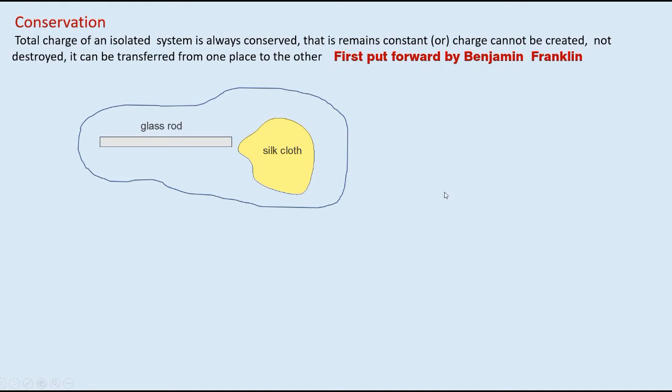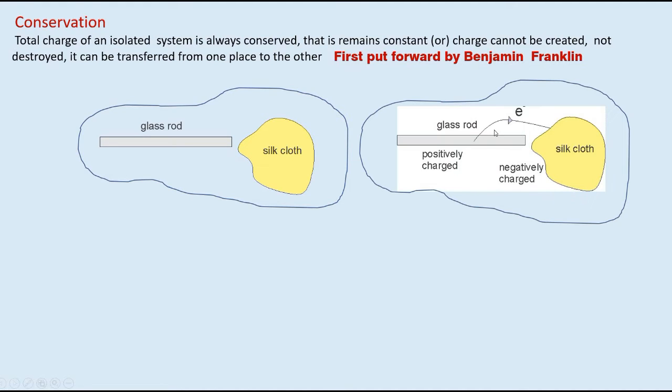Okay, now what will happen here? The glass rod has lost electrons. Don't think that only one electron is lost. It's only a symbolic way to say that the electrons have got transferred from the glass rod to the silk cloth. Thereby the glass rod is becoming positively charged, the silk cloth has become negatively charged. Suppose the glass rod has become positively charged by an amount, say plus Q. Then the silk cloth would have become negatively charged, say minus Q.